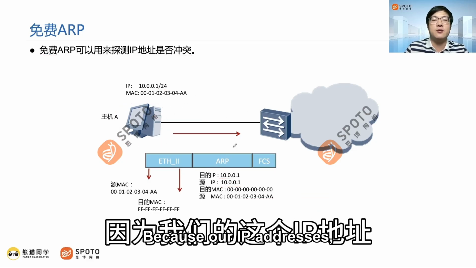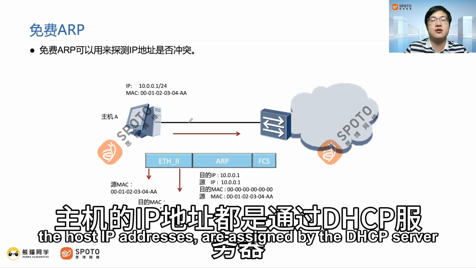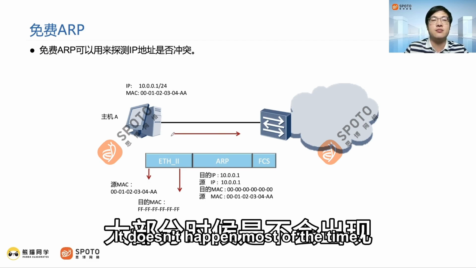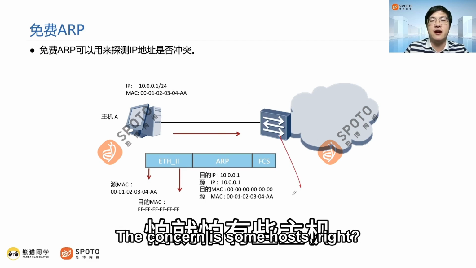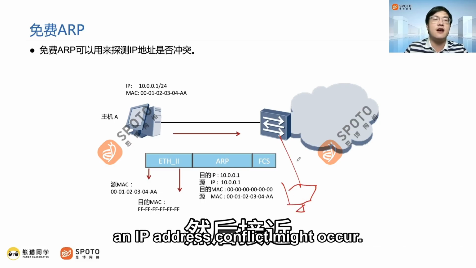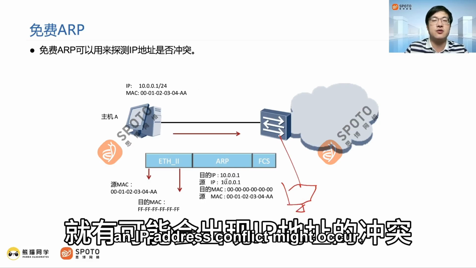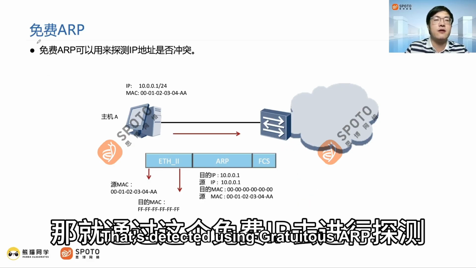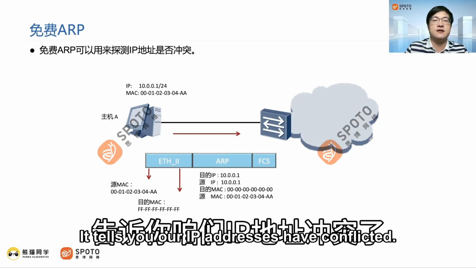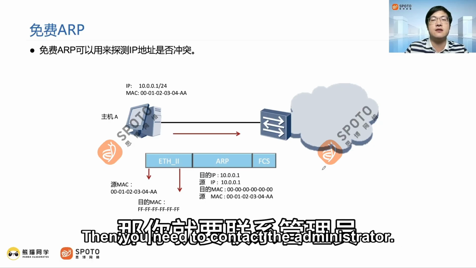Because our host IP addresses are assigned one by one, it doesn't usually happen. The concern is some hosts where someone sets a static IP address on their NIC manually. Then when connecting, an IP address conflict might occur. That's detected using gratuitous ARP. Once detected, the system will alert you. It will pop up and tell you our IP addresses have conflicted. Then you need to contact the administrator.